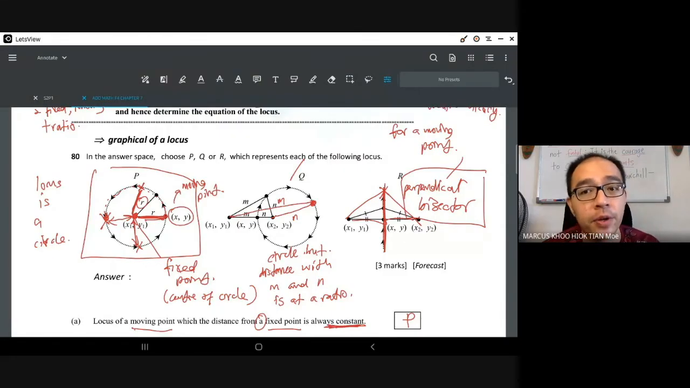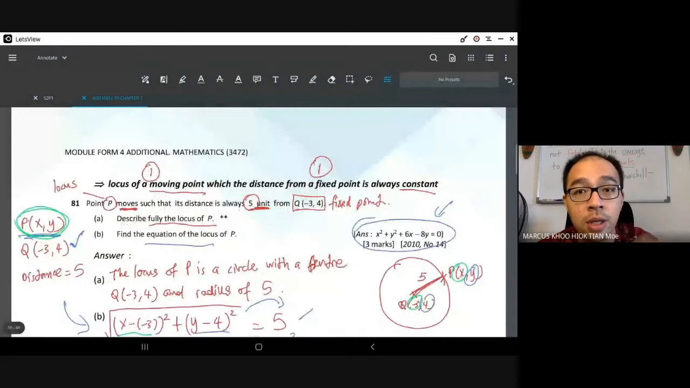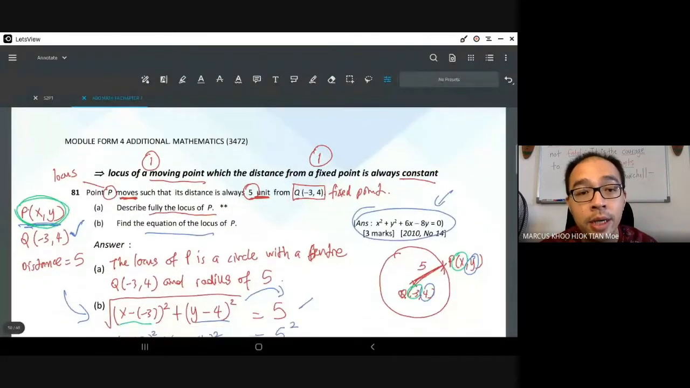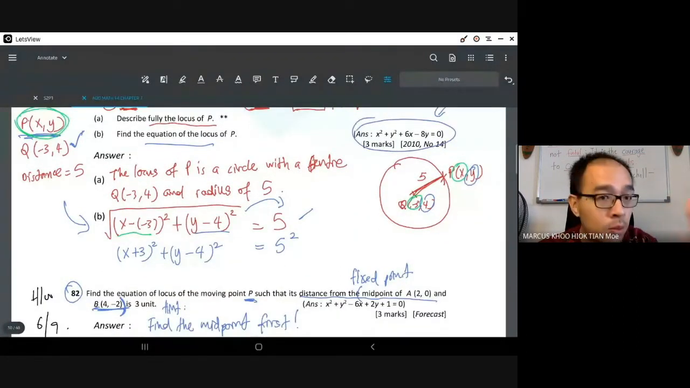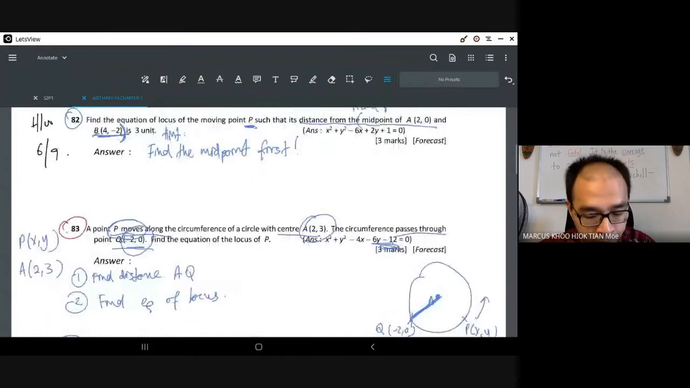So yesterday we looked at one type of locus, iaitu locus kalau dia adalah one fixed point, one moving point, and the distance is already set. Cuma ada sedikit perubahan di sini dan sana lah. Sometimes the distance itu kamu kena kira sendiri. Sometimes the fixed point itu kamu kena kira sendiri. You have to find the midpoint first. So all these are variations of the same type of question.